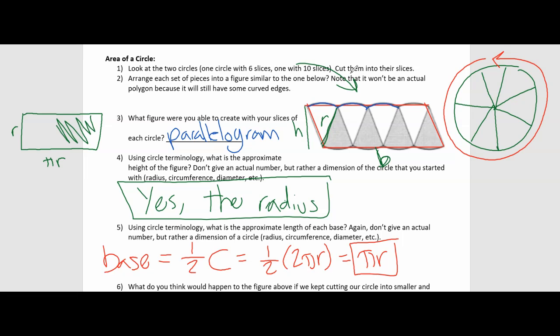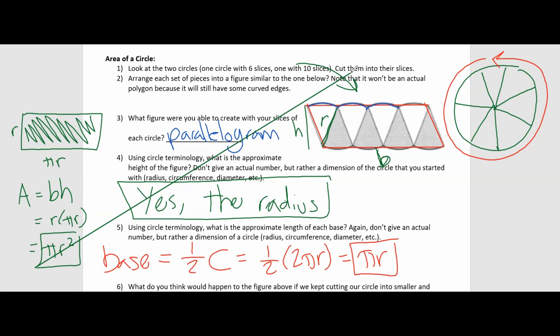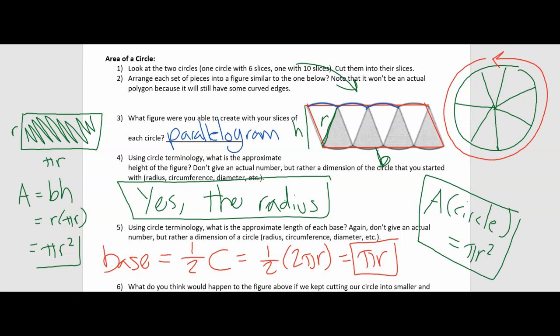Then the area of this rectangle is equal to base times height, which is equal to r times pi r, which is equal to pi r squared. So the area of a circle, and there's space for you to write that down there, is pi times the radius squared.